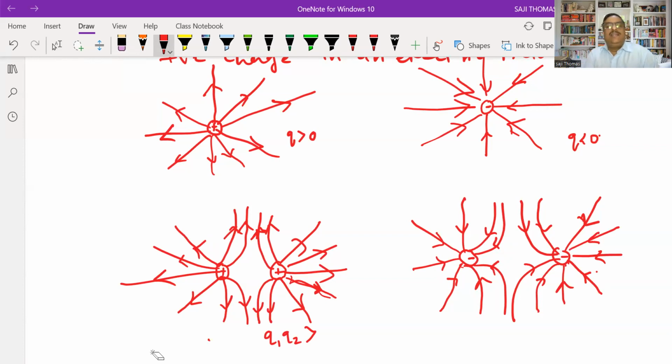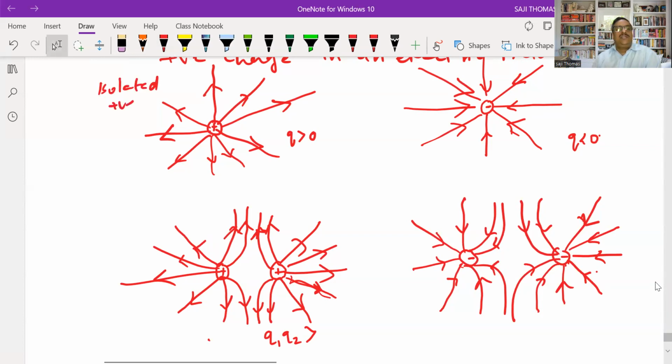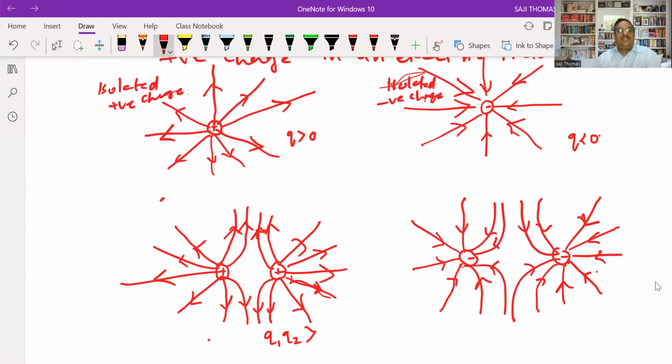These are the different electric field lines for different charge configurations. So this one is an isolated positive charge. This one is an isolated negative charge. This is a system of two positive charges. A system of two negative charges.